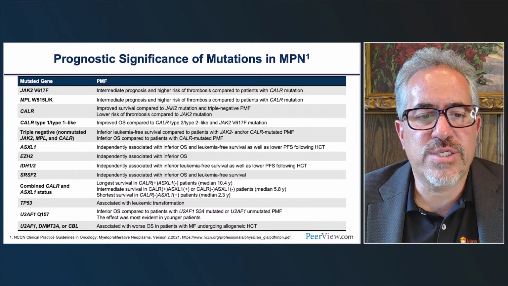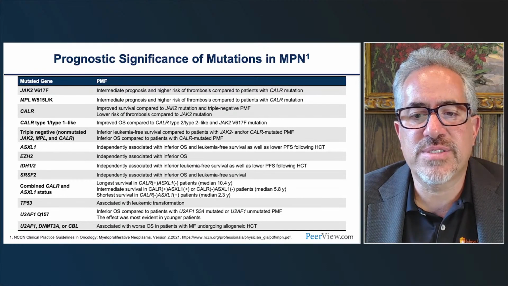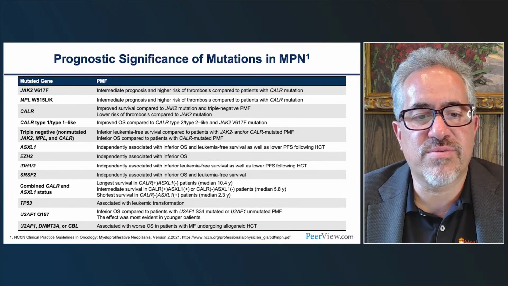You see 4 mutations there: ASXL1, EZH2, IDH1 and 2, SRSF2. They can have decreases in survival, overall survival, and potentially progression-free survival.